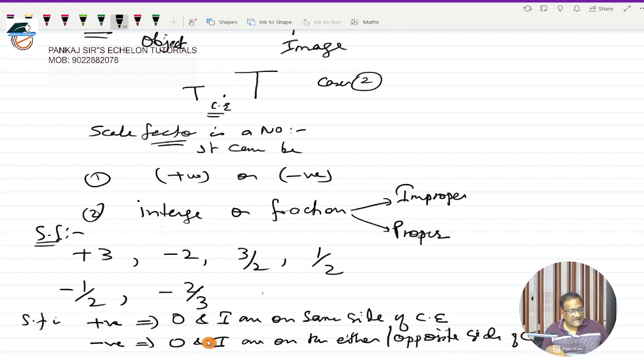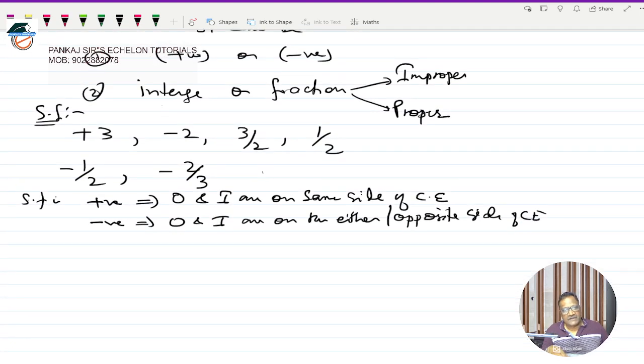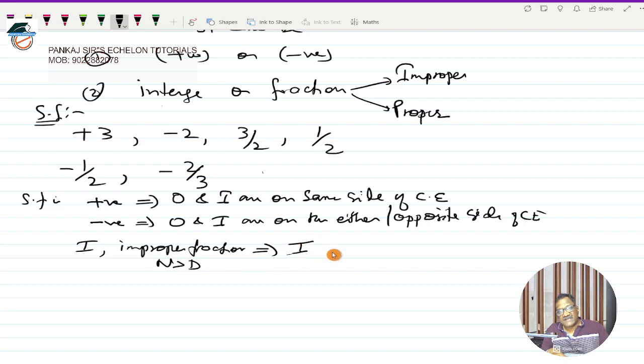Next is, if it's an integer, or if it's an improper fraction, then what does it imply? Suppose the scale factor is an integer or an improper fraction. You know what an improper fraction is? Numerator greater than denominator. Then if it is an integer or an improper fraction, the image will always be greater than the object, or you can say that the image will always be magnified.